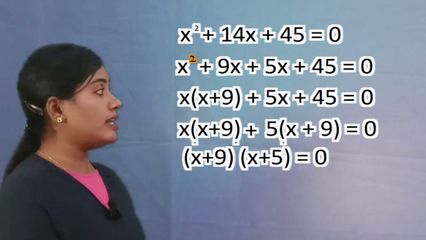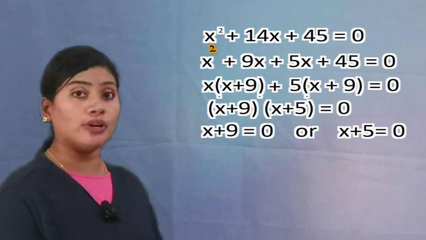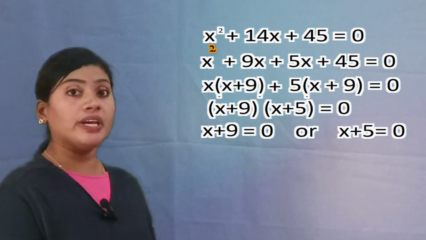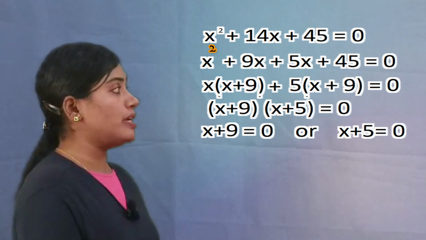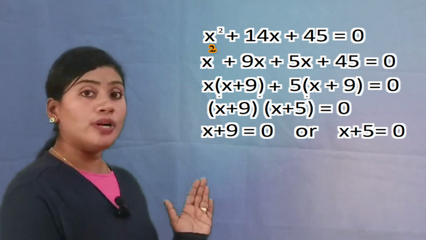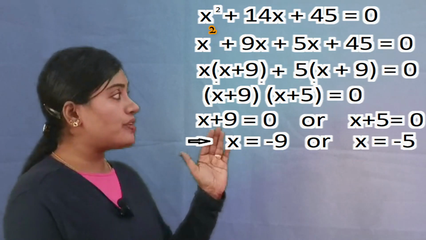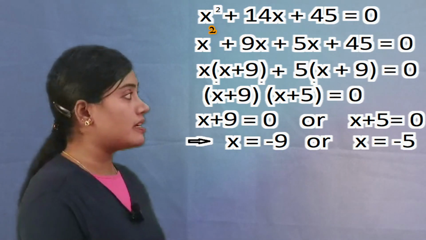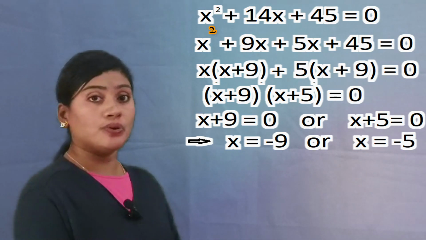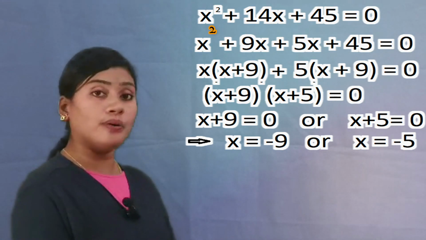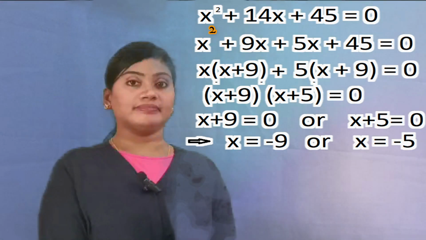From there we can write x plus 9 is equal to 0 or x plus 5 is equal to 0. x plus 9 is equal to 0 means x is equal to, on transposing, plus 9 becomes minus 9. Then x plus 5 is equal to 0 means x is equal to minus 5. So x is equal to minus 9 or x is equal to minus 5.